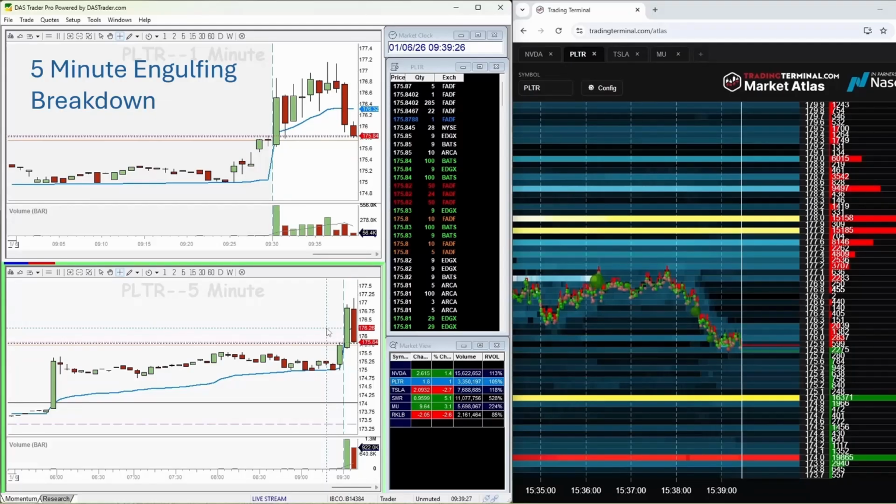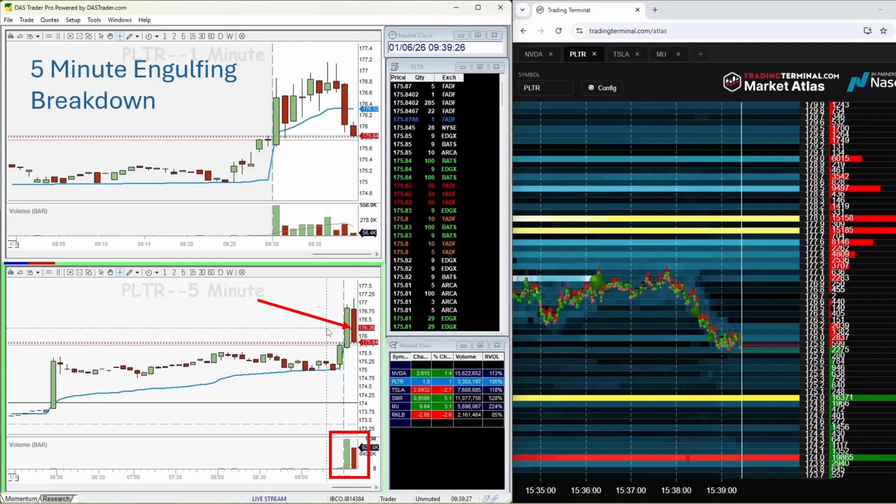This is a 5-minute engulfing breakout, and what I'm looking at here is on the 5-minute chart, the second 5-minute bar or candle is starting to engulf the first 5 minutes. This can either be a long or a short play, but it's really a strong sign of a reversal if that second bar can engulf the entire first bar.